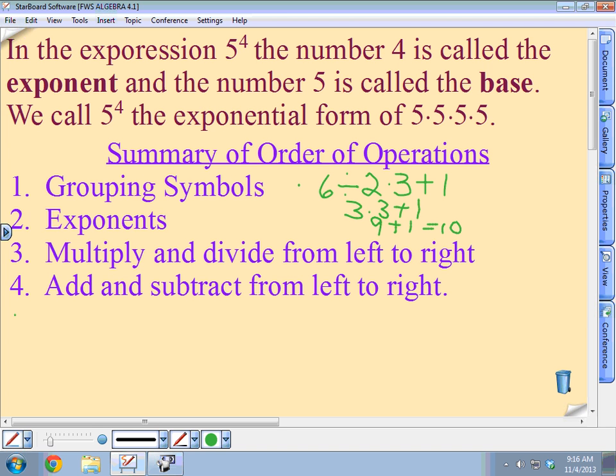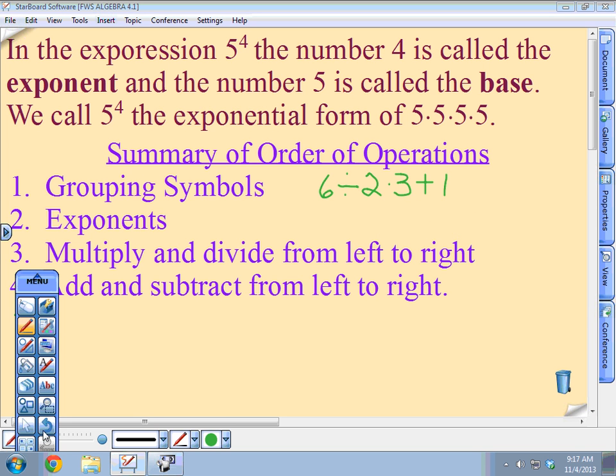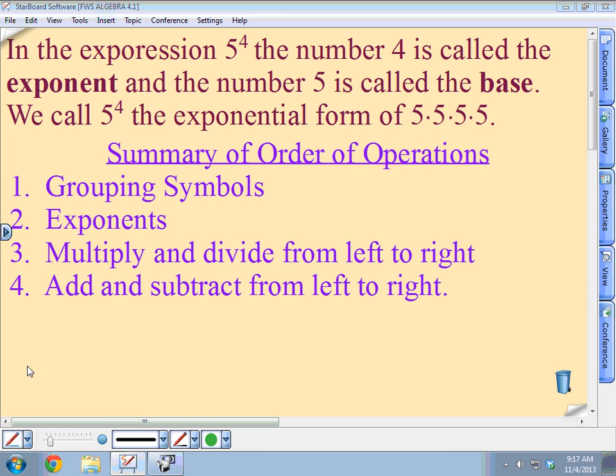Wait, isn't it you multiply and divide from left to right? That is what I did. I thought you said right to left. Left to right, I'm sorry if I said that. It is left to right. Okay. And then finally add and subtract from left to right.